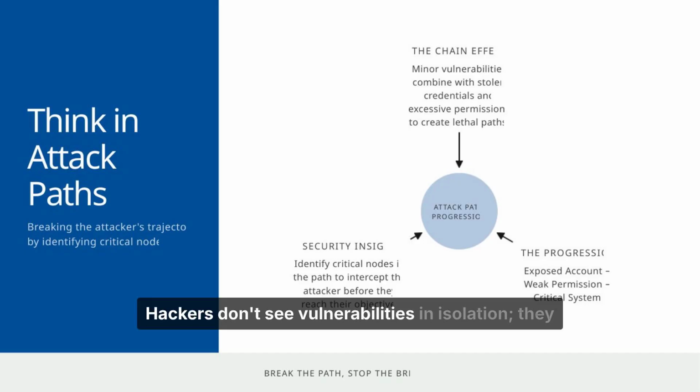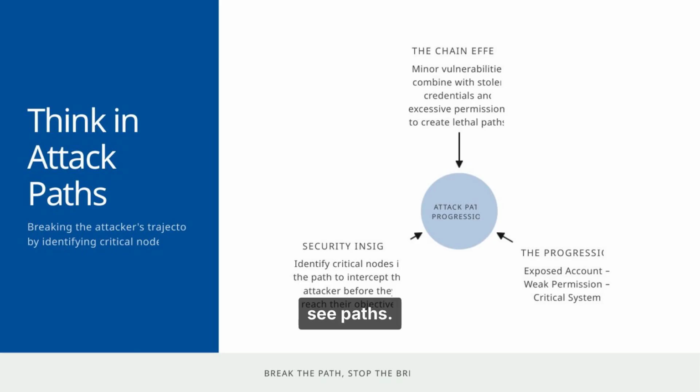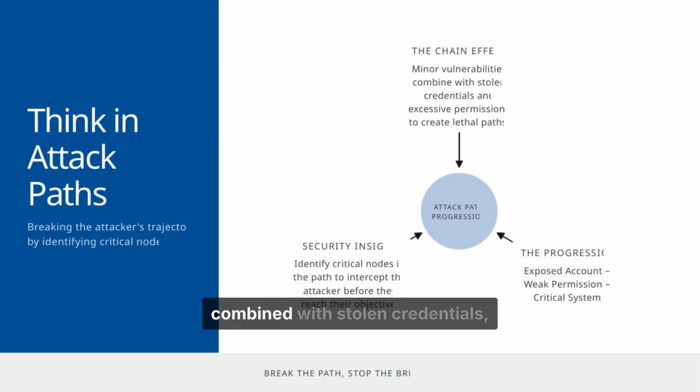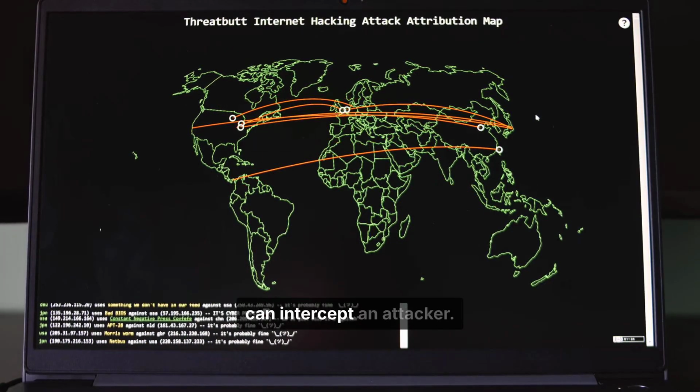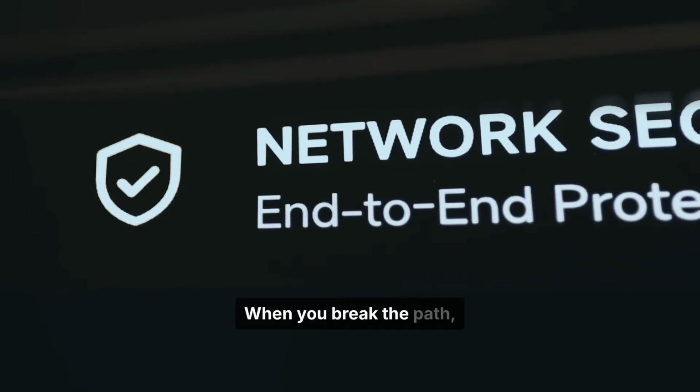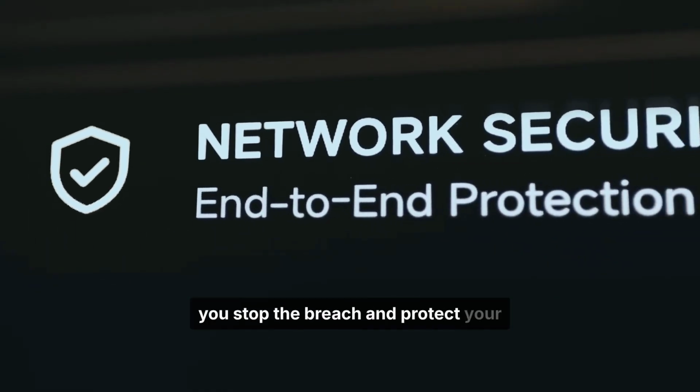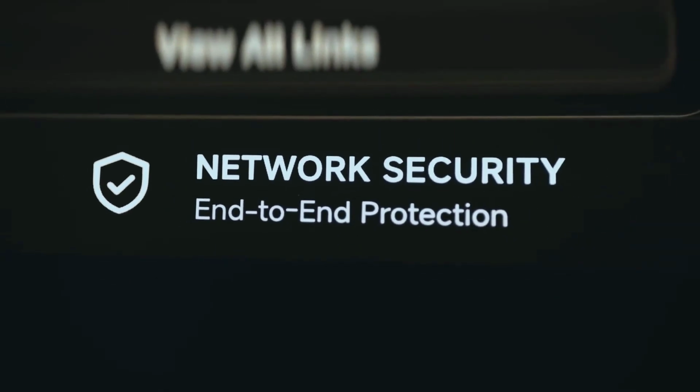Hackers don't see vulnerabilities in isolation, they see paths. A minor flaw, combined with stolen credentials, can create a lethal trajectory. By thinking in attack paths, we identify the critical nodes where we can intercept an attacker. When you break the path, you stop the breach and protect your most critical systems effectively.